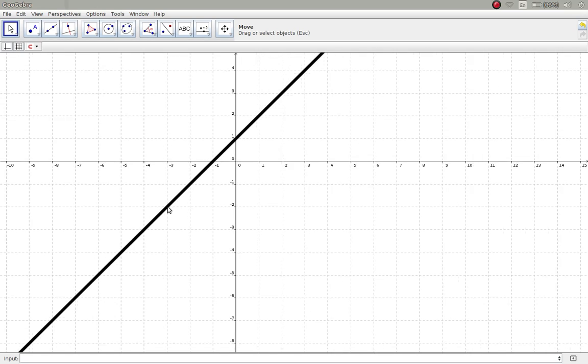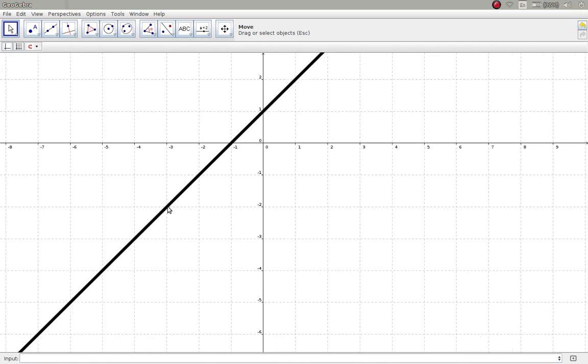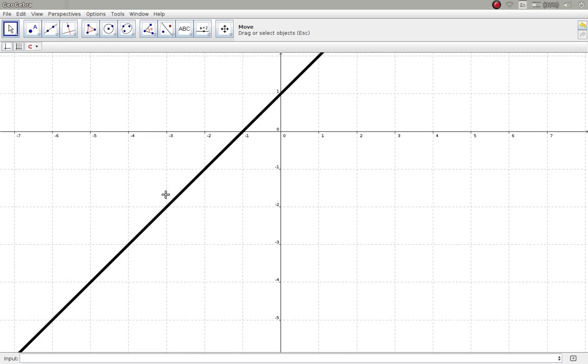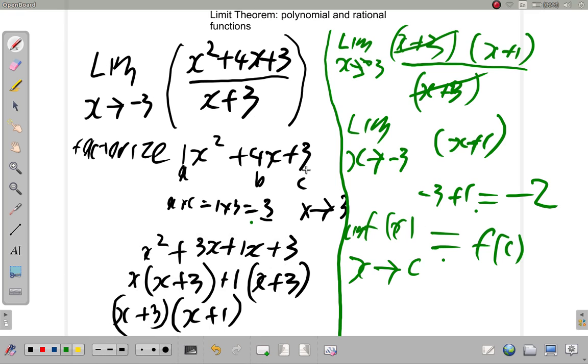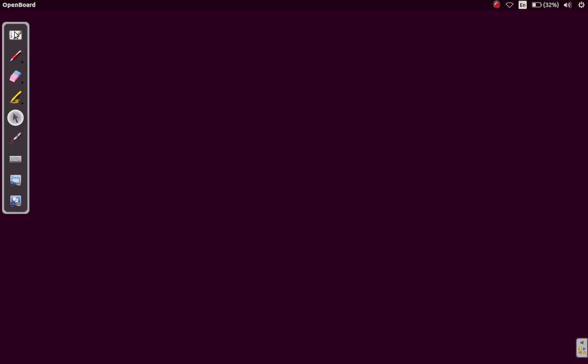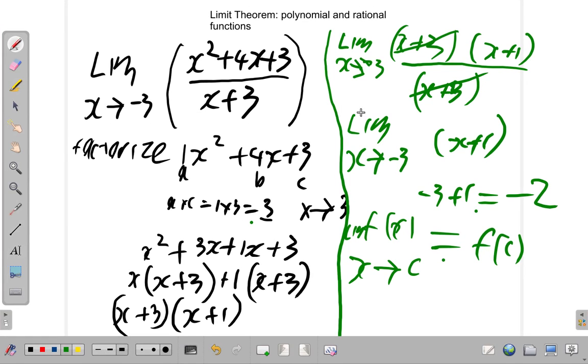And we can see right here negative 2. As x tends to negative 3, right at this point, x is going towards negative 3. The limit is negative 2. I can see where they coincide. Alright? Okay, good. So that's what we have there.